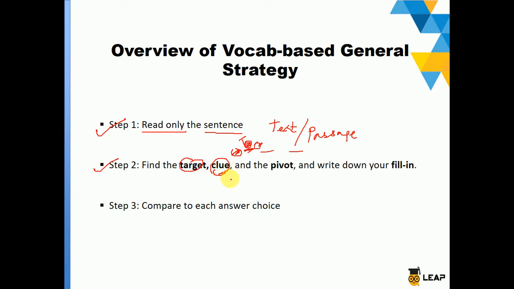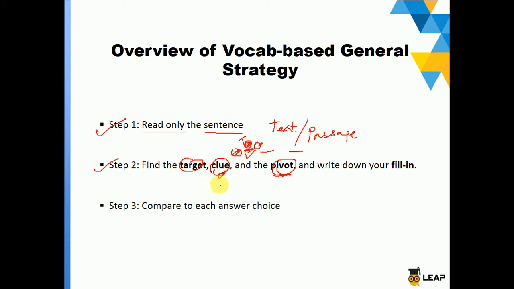Alright? The pivot, next, is what determines the relationship between the blank and the clue. Not the target and the clue, the blank and the clue. That is what the pivot is. So pivot, as the name suggests, is something on which the entire crux of the sentence depends. I'll say it again. It is something on which the crux of the sentence depends. What is the crux? Simple. It is the relationship between the clue and the blank.